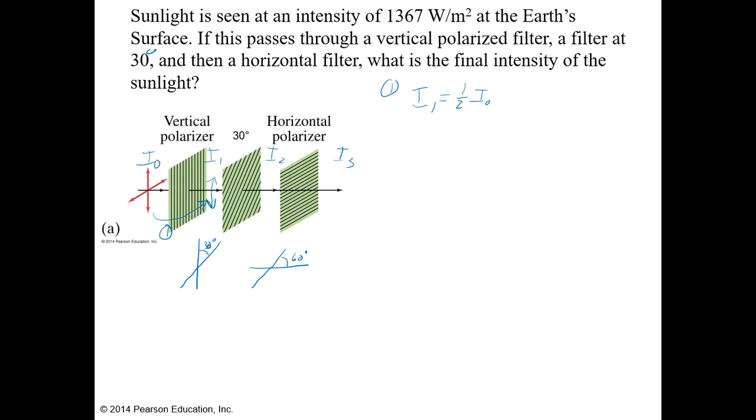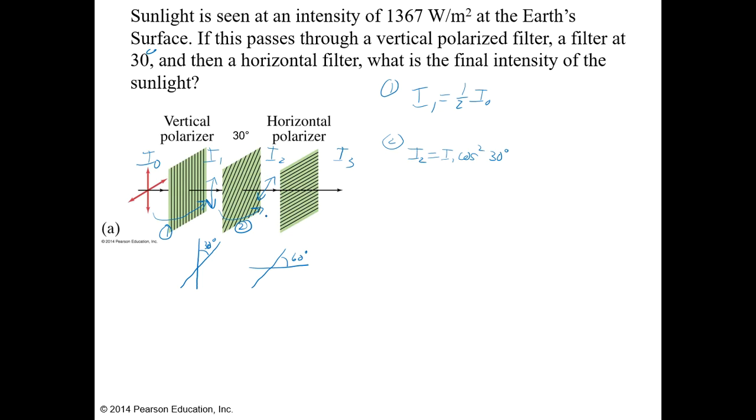But then our light goes through the 30-degree angle filter, thus polarizing it now at an angle. I can draw that more at an angle. There we go. And that is what we're going to call step 2. Now we're going from I1 to I2, and since it's polarized light going through a polarized filter, we have to use Malus's law. I2 is equal to I1 cosine squared of the angle between the polarized light and the filter itself, which we said was 30 degrees.